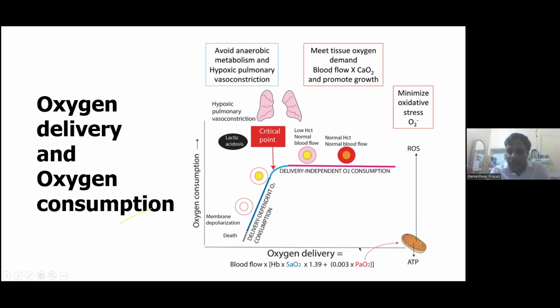But when oxygen delivery comes down, at some critical point where oxygen delivery is very low, the oxygen consumption will also start decreasing and it will precipitously decrease. Therefore, you will have to maintain a critical oxygen delivery level so that it does not reach this critical point where oxygen consumption starts going down. This is also important.